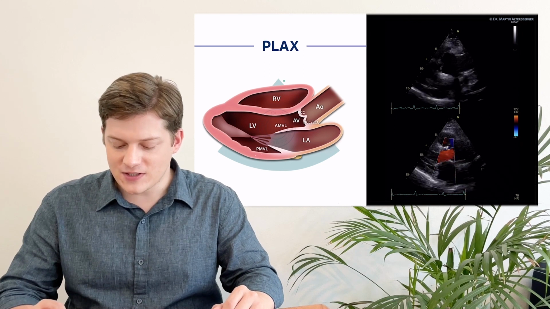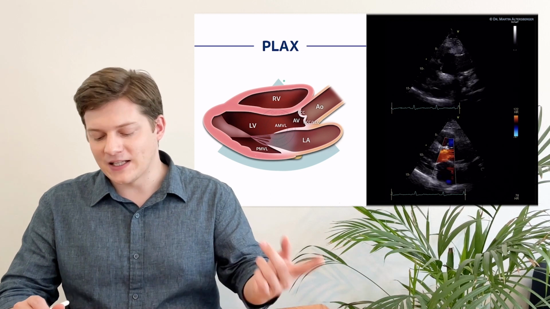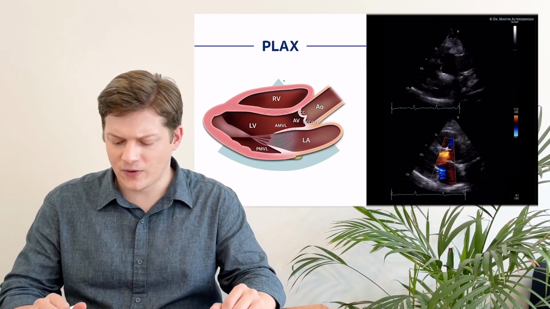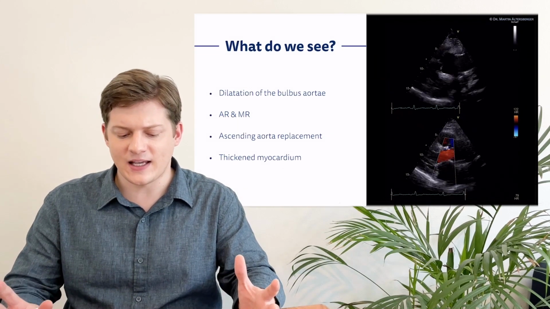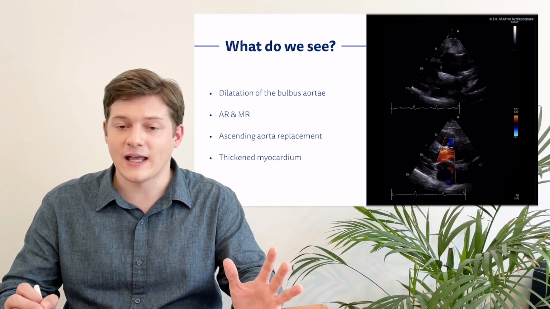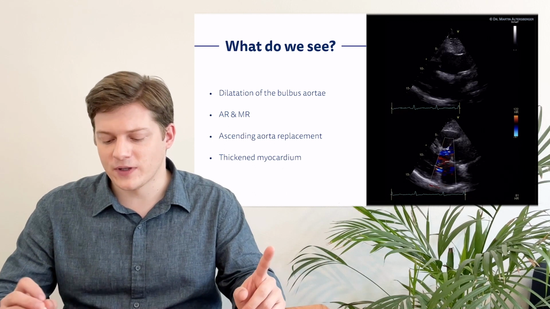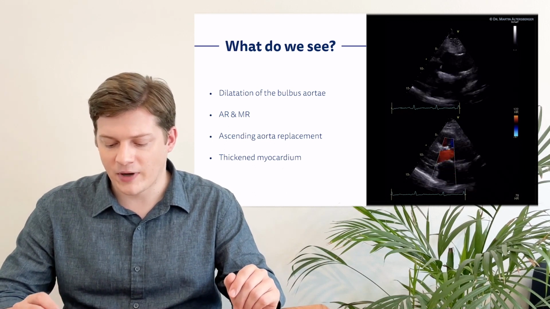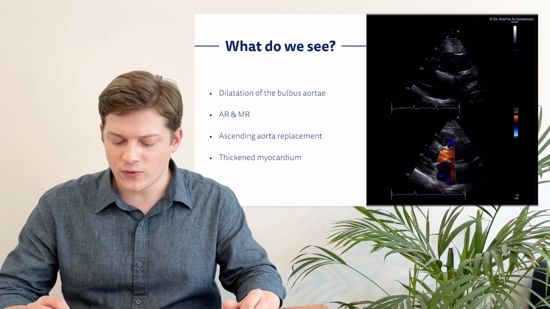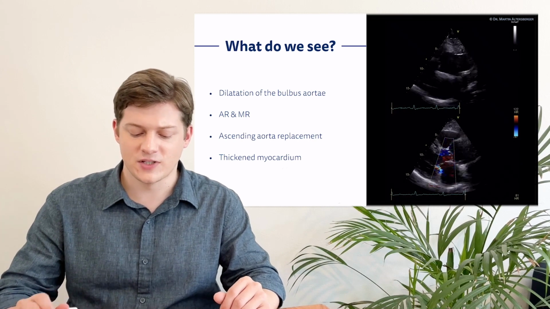The aortic regurgitation doesn't seem to be just minimal or trivial. That we also have to remember for the next views. If we follow on, we can see this dilatation of the bulbous. We do see AR. We also see a certain degree of MR, and the ascending aorta replacement. And also, if we take a look at the myocardium, we see that the myocardium is thickened. There is no outflow obstruction happening yet, but the thickened myocardium we can visualize.